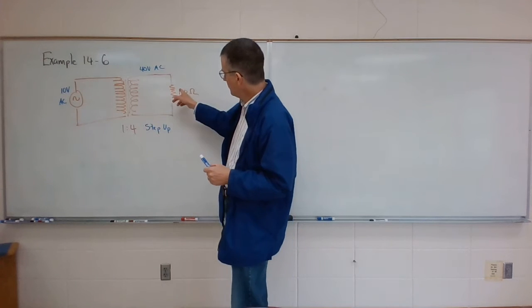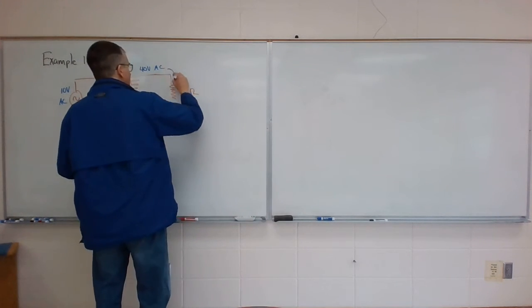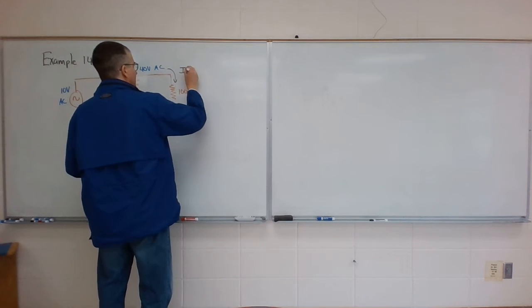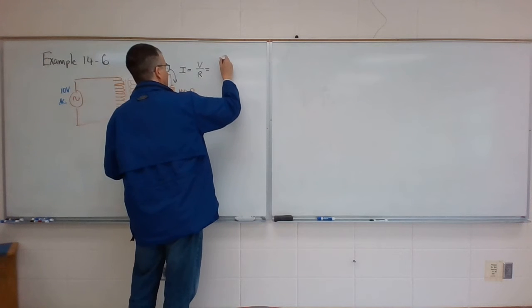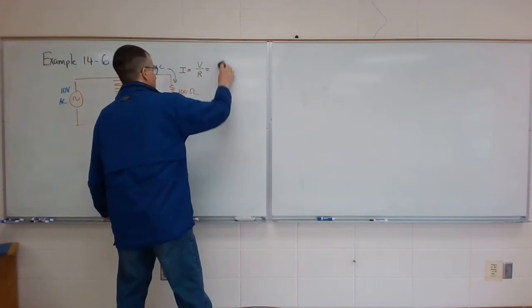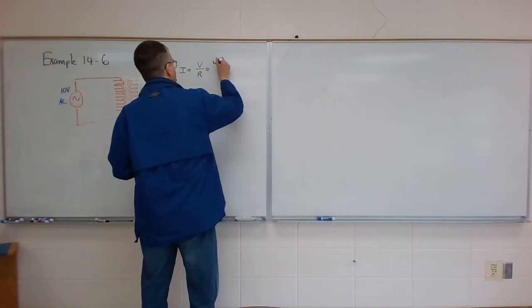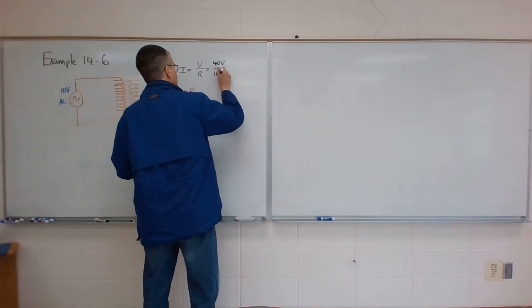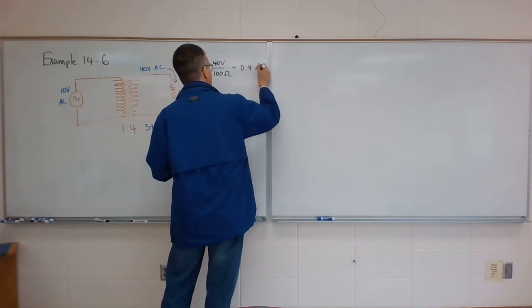Well, if I've got 40 volts and 100 ohms, then what's the current going to be here? The current is going to be voltage divided by resistance. So I've got 40 volts over 100 ohms, which will be 0.4 amps.